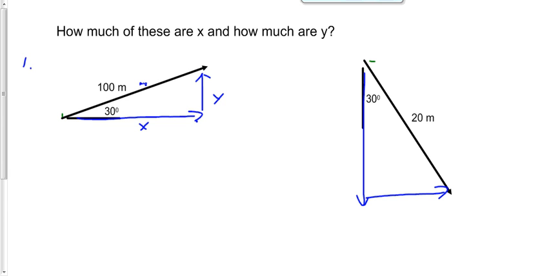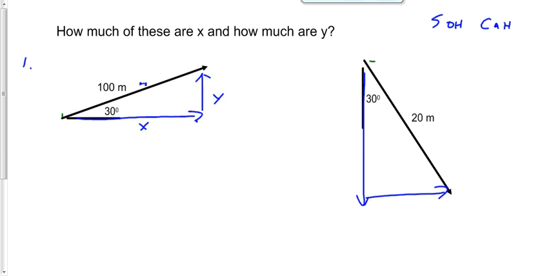Yeah, sine and cos. Do you guys remember, I mean, tan is opposite over adjacent, right? Sine is opposite over hypotenuse. Cosine is adjacent over hypotenuse. Which one's opposite here? X or Y? Y, good. Which one's adjacent? X. Adjacent is touching the angle, but not the longest side, because that's the hypotenuse.